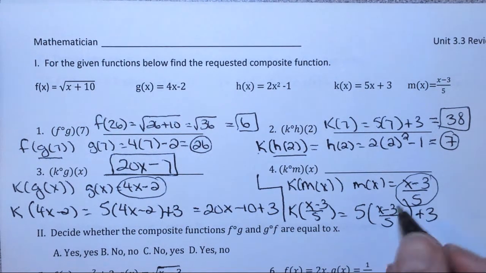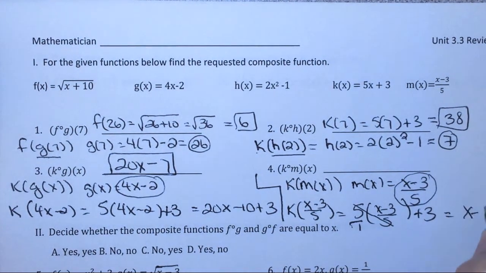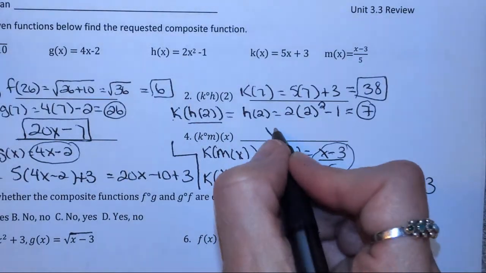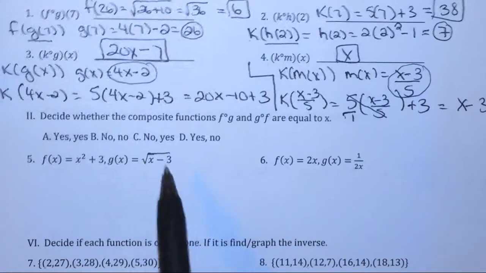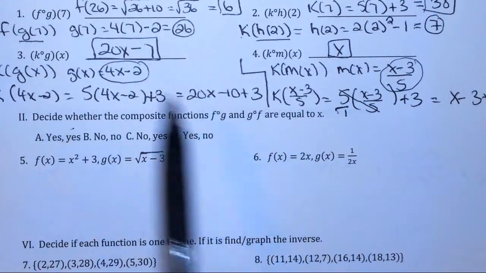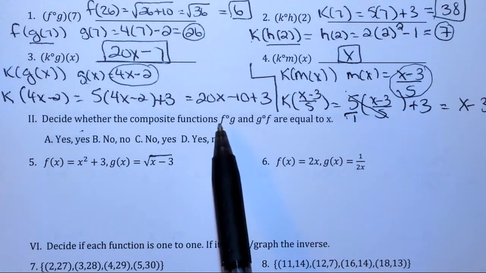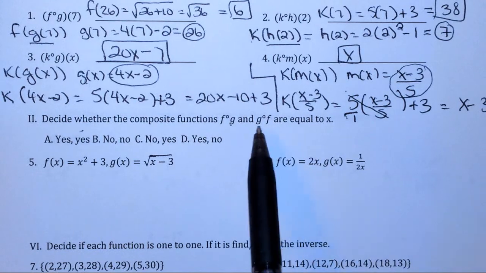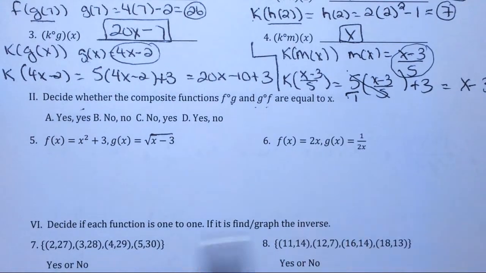Well, it looked like it was going to be hard, but now I can see that these 5's are going to cancel, and all I have is X minus 3 plus 3. And the 3's cancel, so the whole thing equals X. Okay, on Roman numeral 2, they want me to do basically the same thing I did up here, but they want me to do it both directions. They want me to do F of G of X and then G of F of X to see if they both equal X. On your worksheet, there was a typo right here.